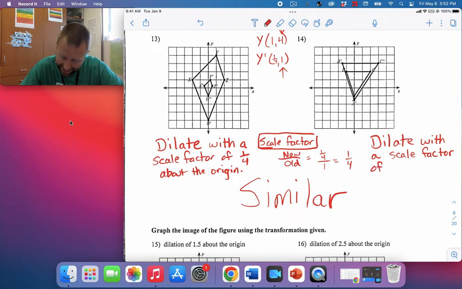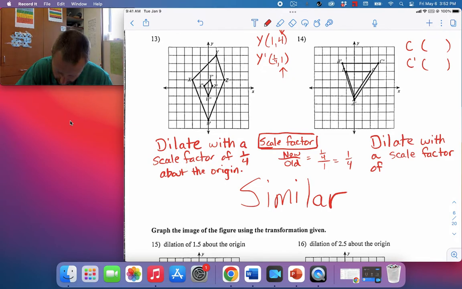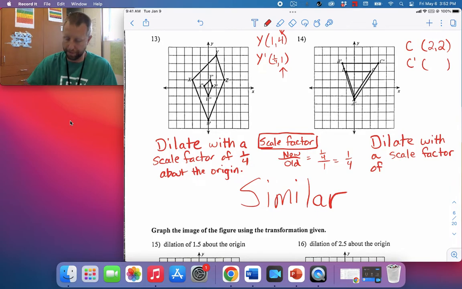In this case, let's go from C to C prime. Well, would you look at that? These didn't get smaller. This shape got larger. From C, those coordinates are over 2, up 2. So for C, my coordinates are 2, 2. For C prime, my coordinates are 3, 3.